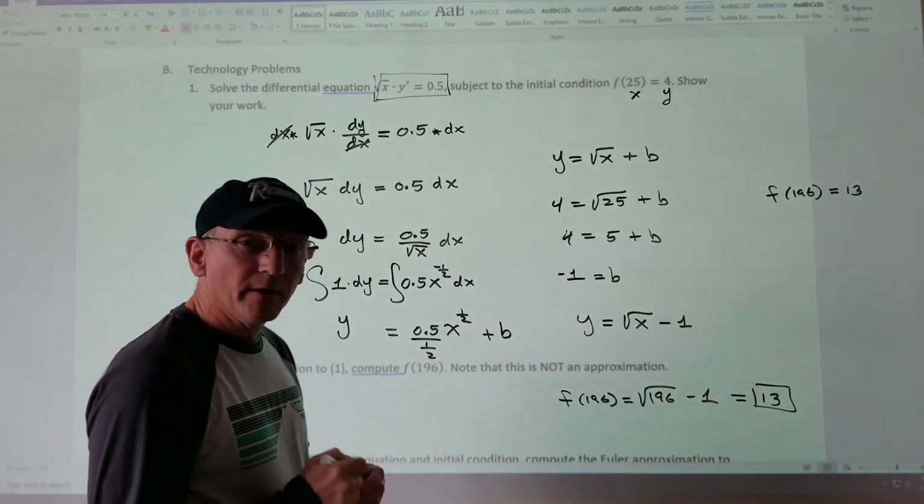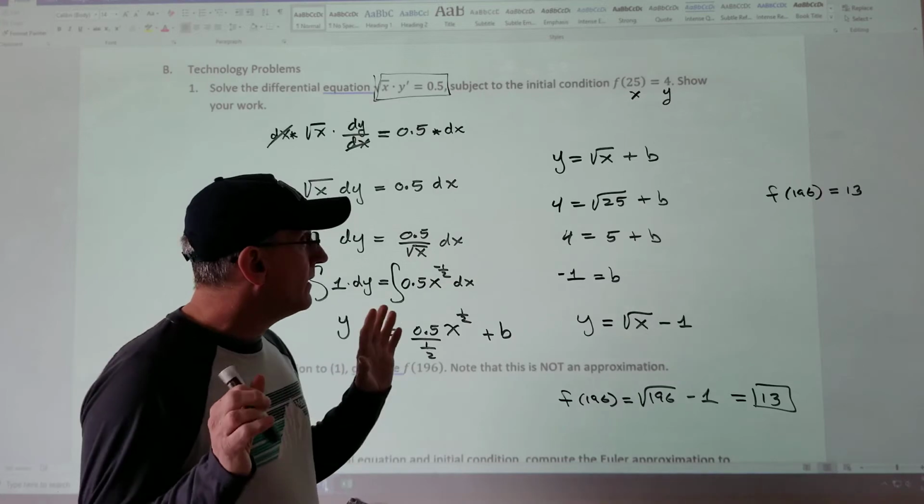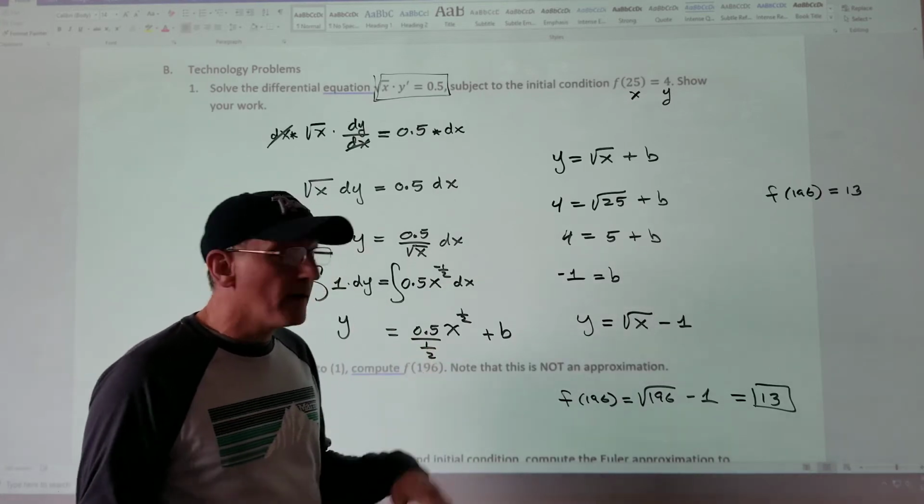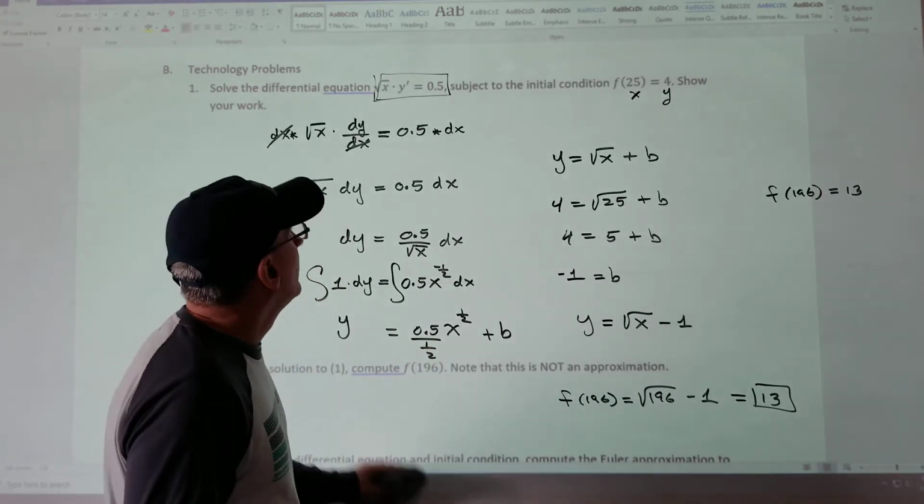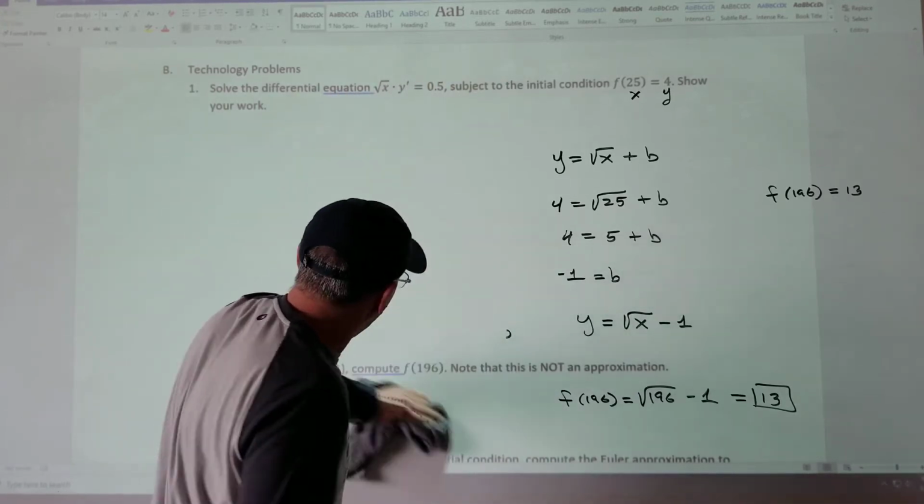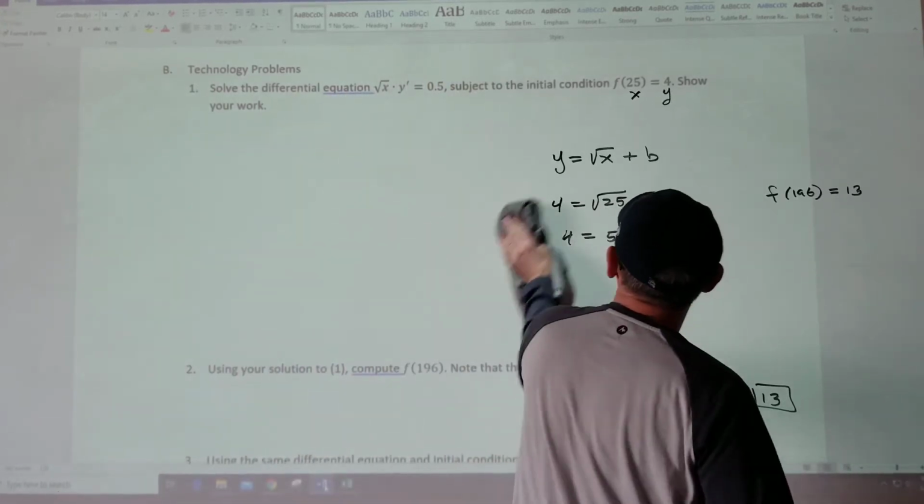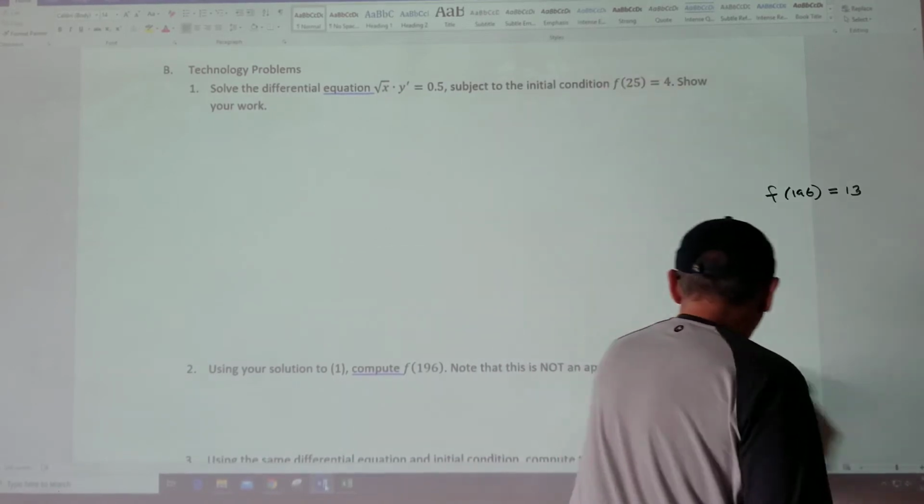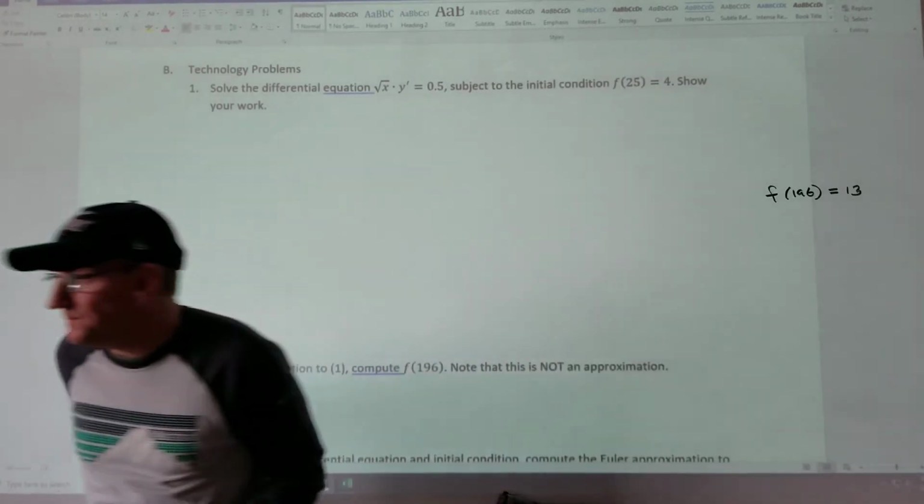Okay, I'm going to keep this video going and show you that technological component I talked about just a minute ago. Let me erase this, do a little scrolling, and then change windows over to a spreadsheet.